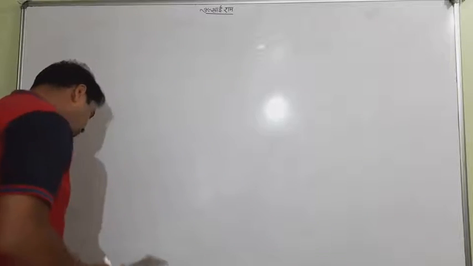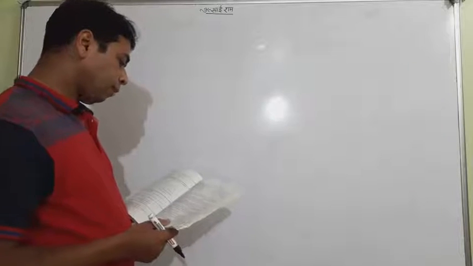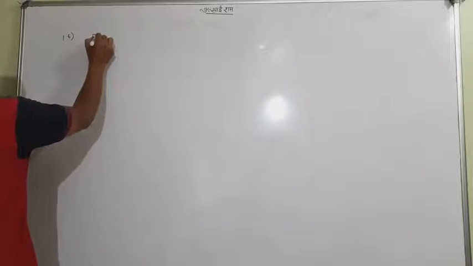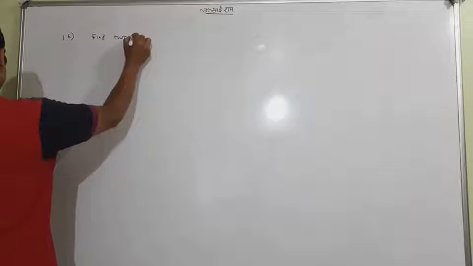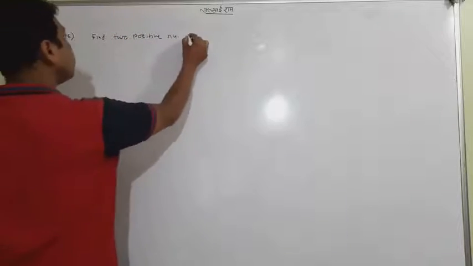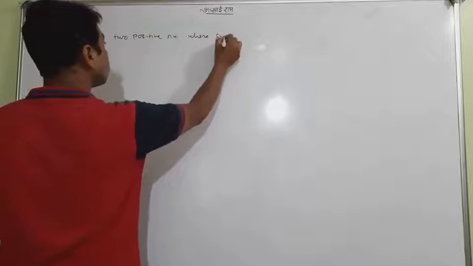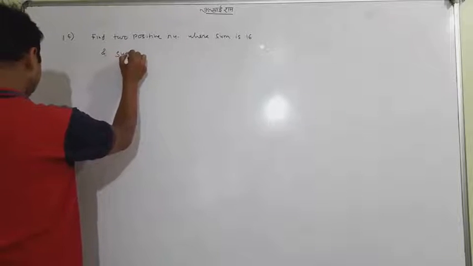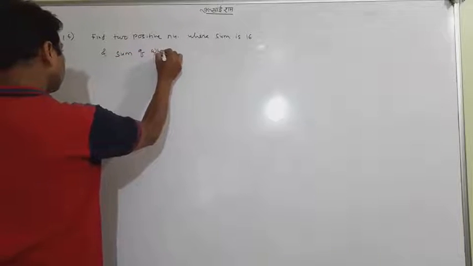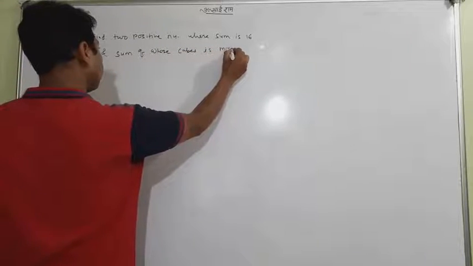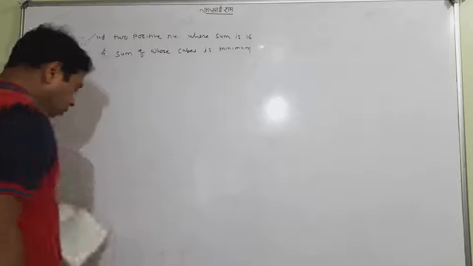The question is next now. 16, I'm telling you. Find two positive numbers whose sum is 16 and sum of whose cubes is minimum. Okay, let's look at what the question is.